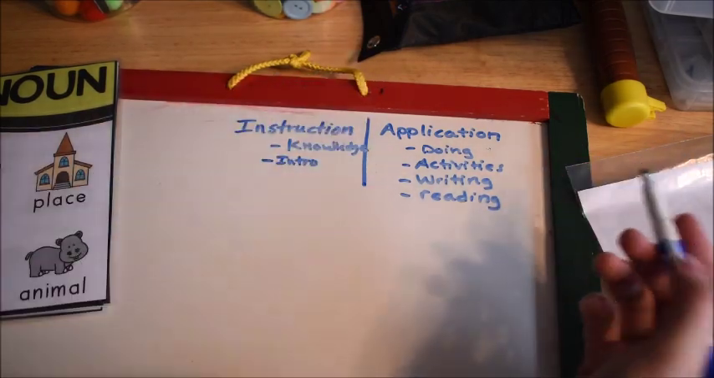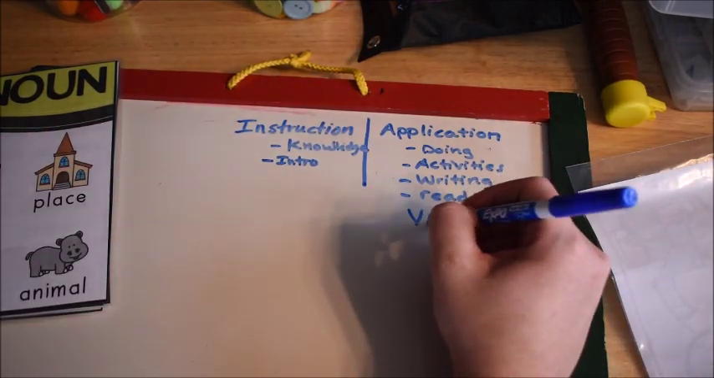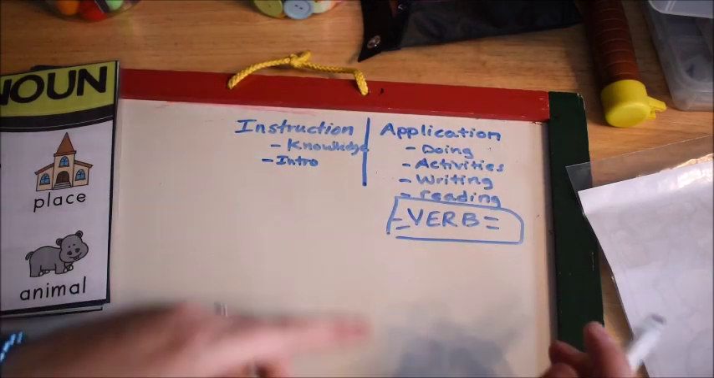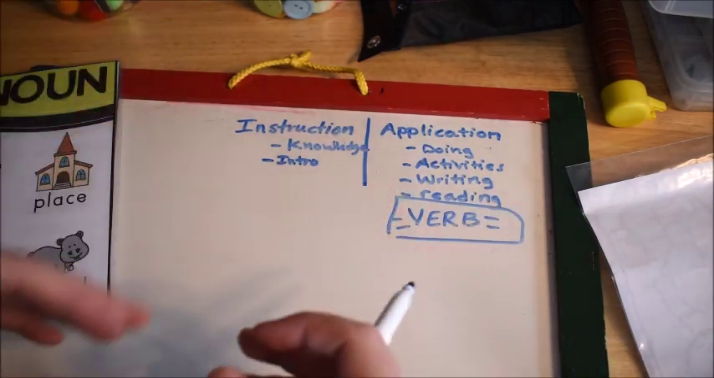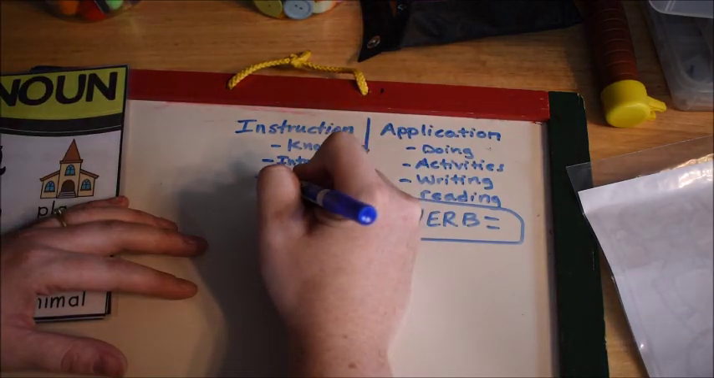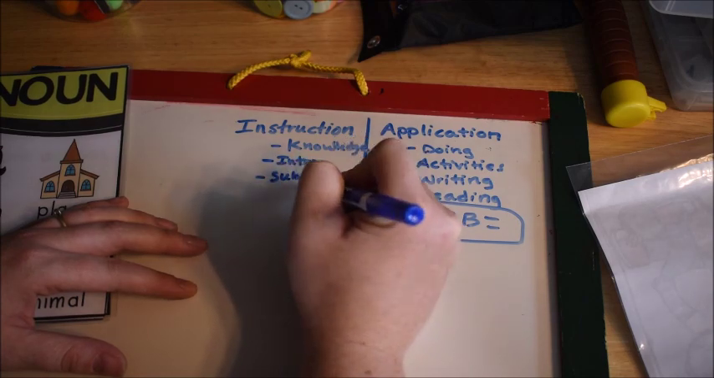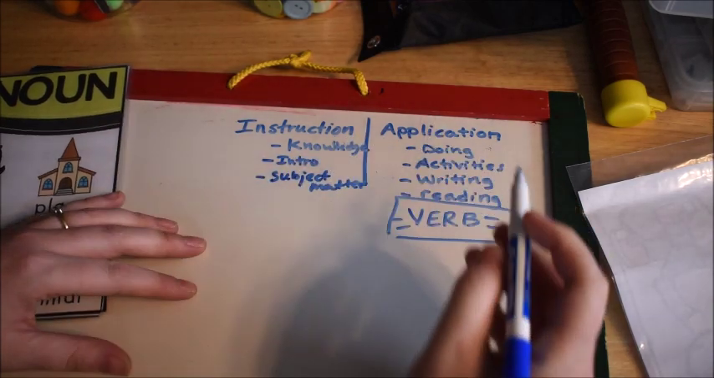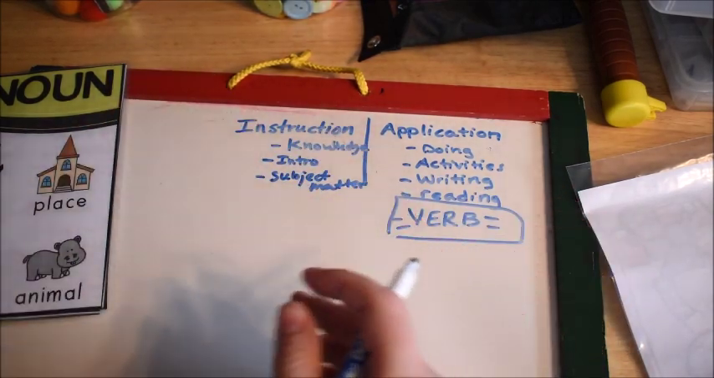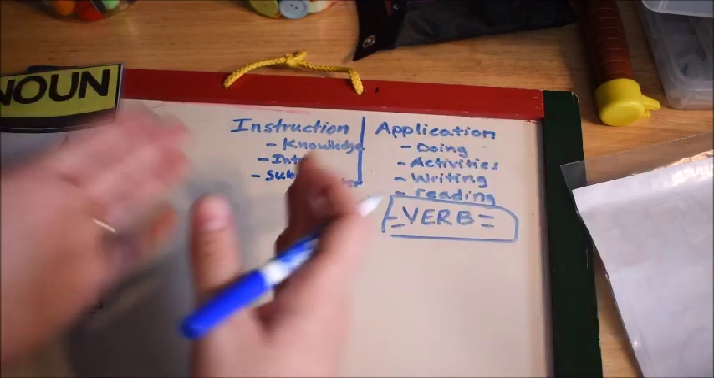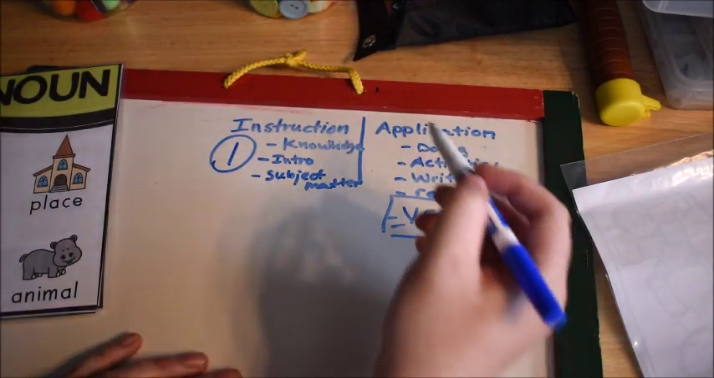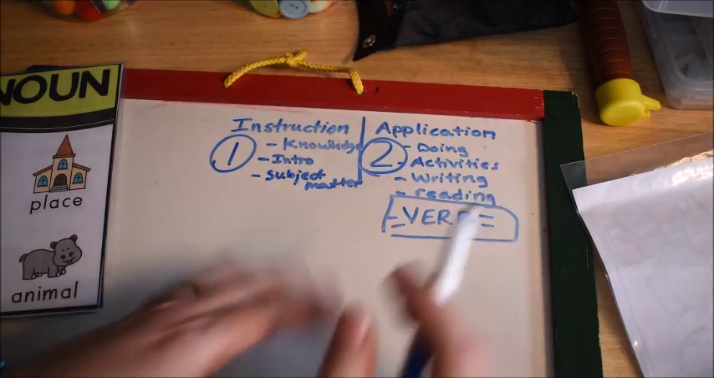So when you think about application, I actually want you to think of the word verb, because application is doing, okay? And then instruction is knowledge. It's you're introducing the subject matter. So you want to put maybe subject matter here. All right, now, if you were listening, which one comes first? What do we do first? Do we apply our knowledge first, or do we instruct first? We want to instruct first. So instruction is number 1, first thing we do, and application is number 2, the second thing we do.